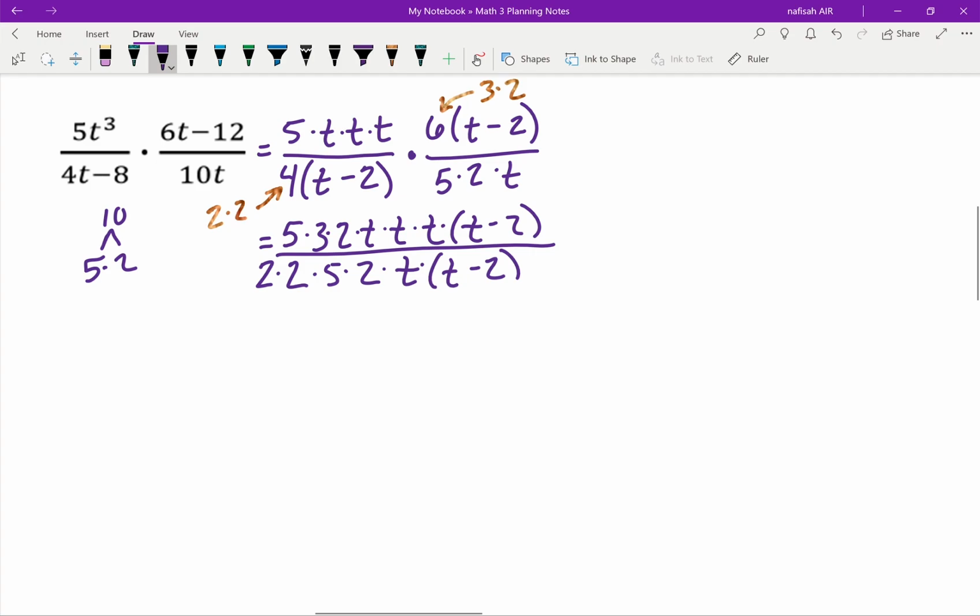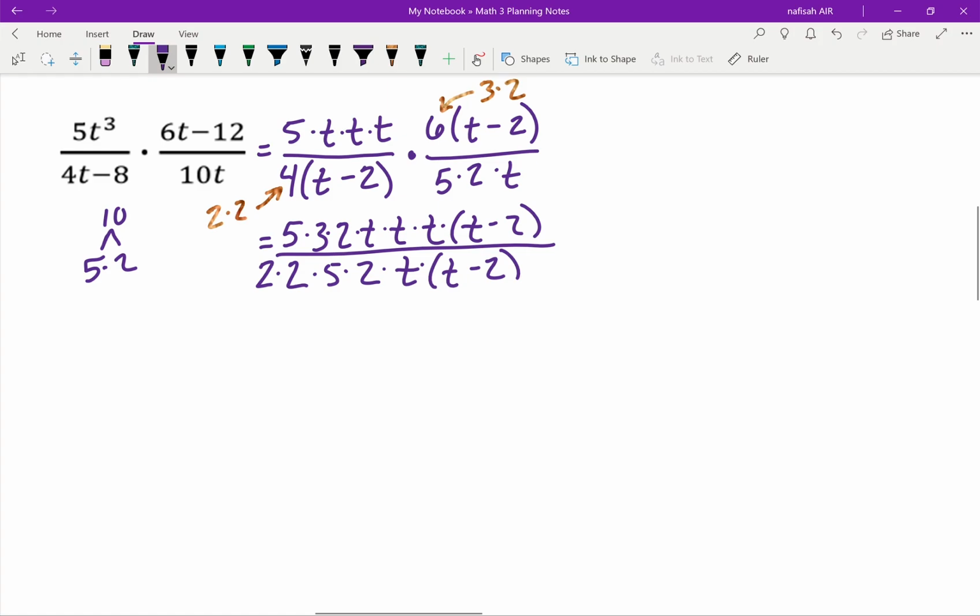So you're only going to do that with your GCFs though. You're not going to ever look at what you have left in the parentheses and try to break those numbers down. You should never have another GCF in the parentheses, but again, look up GCF videos. It'll help you a lot.